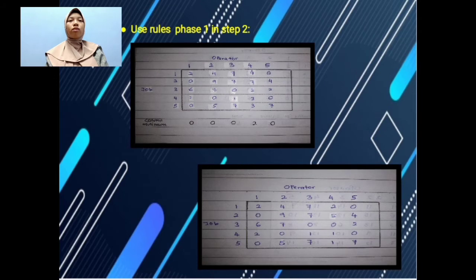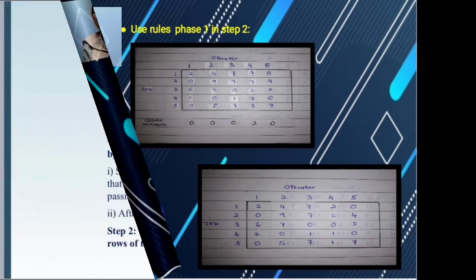From this, we need to apply a second step, that is column reduction. Step 2, the rule states you need to subtract the minimum value of each column from the entries of that column. From that, we can get a new matrix and we go to phase 2, where we can find an optimal solution. Next, I will hand over to my partner to explain phase 2.